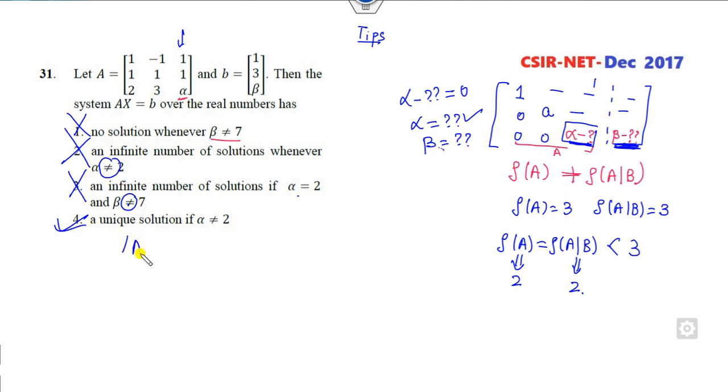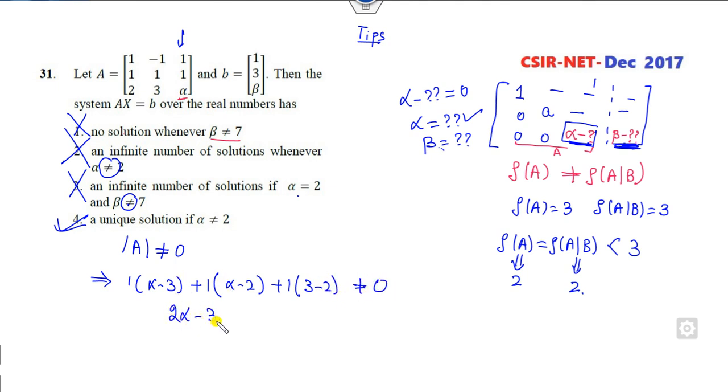How can you say the unique solution? The determinant will be non-zero. There is no need to solve, but if you want to solve, alpha minus 3 plus 1, alpha minus 2 plus 1, 3 minus 2 is non-zero. So it is alpha minus 3, 2 alpha minus 2 plus 1. So what is that? 2 alpha minus 4 is non-zero, so alpha is non-zero. Again I remind you, you must be very strong in your theory and conceptual subjects.